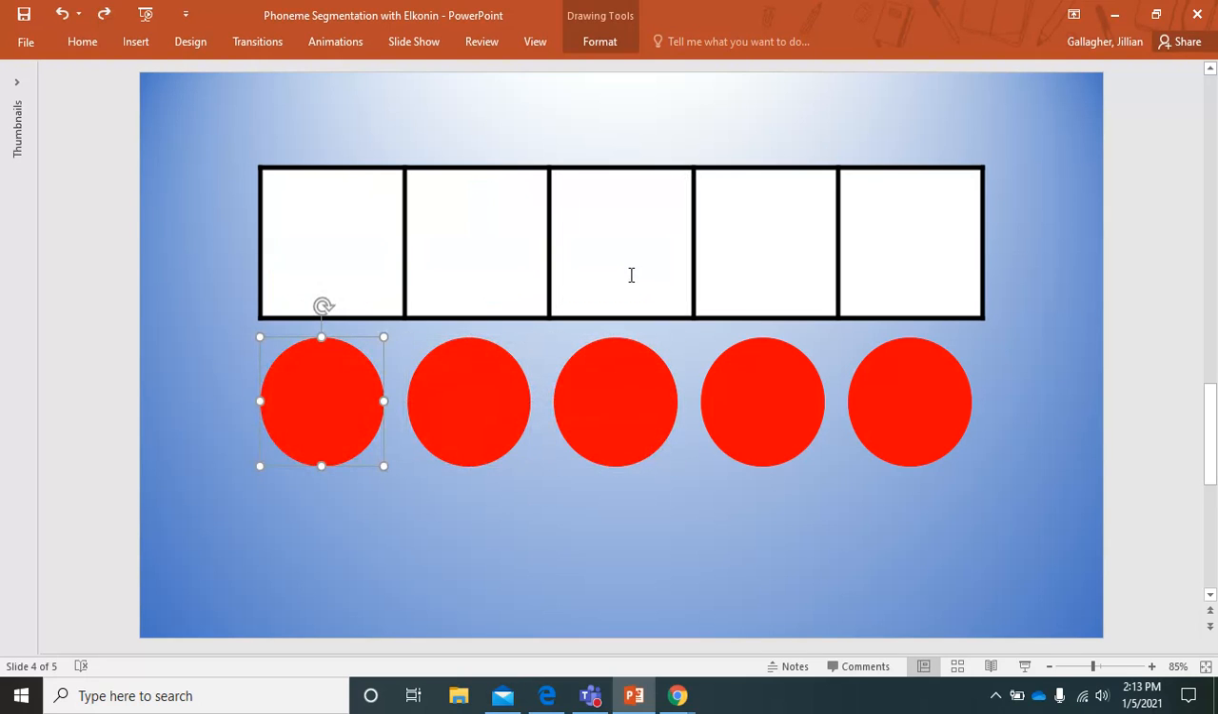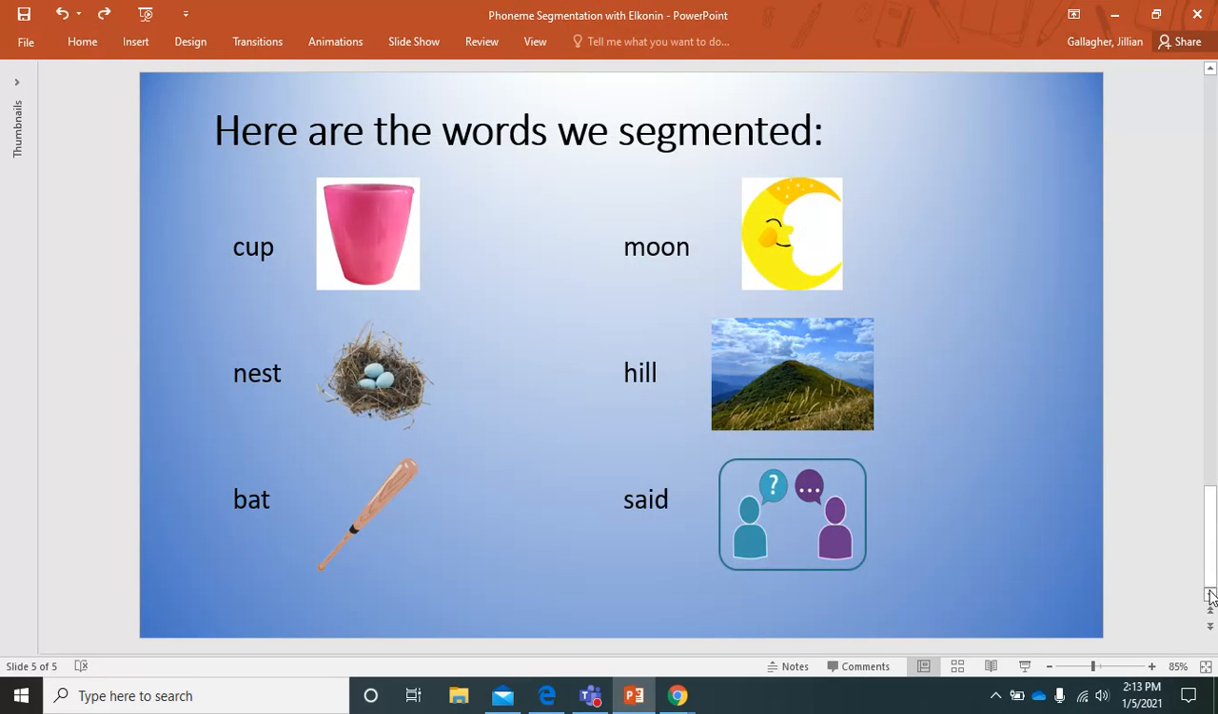In case you'd like to review again, the next slide has the words that we segmented. As students become more comfortable with this, you can write the letter sounds underneath the Elkonin boxes, but we don't typically use Elkonin boxes to put any letters in.